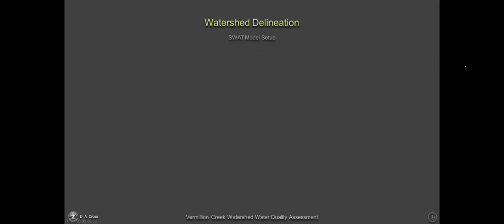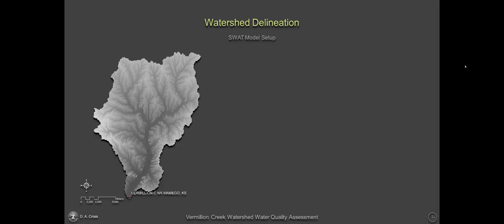Watershed delineation. The next step in our SWAT model was to take this DEM and feed it into the SWAT model. So starting with our digital elevation model, we worked at a 10-meter resolution, and this particular cropping of the DEM left us with a difference of 183.13 meters.